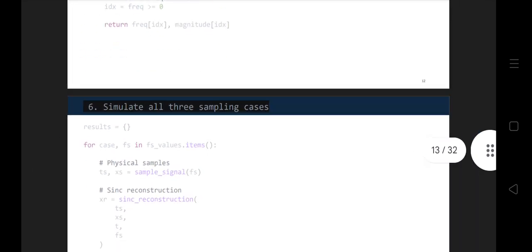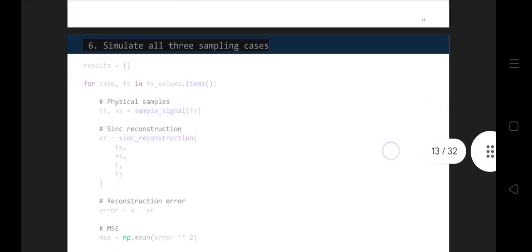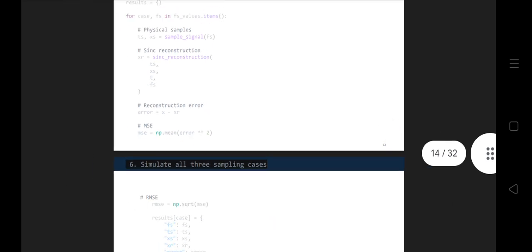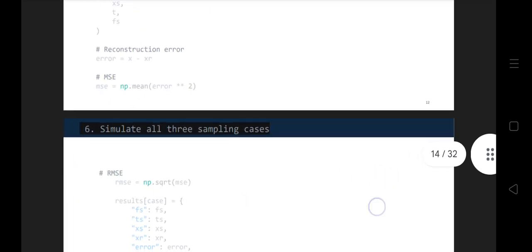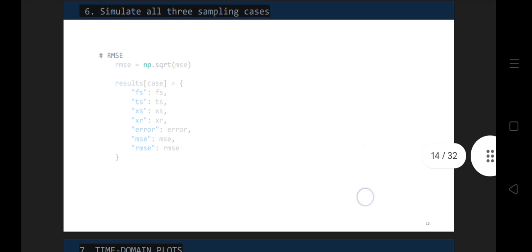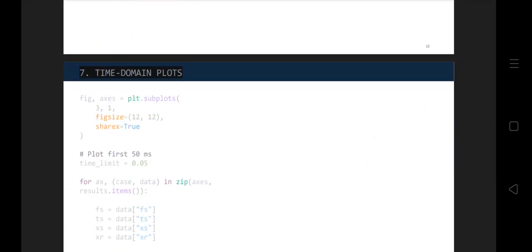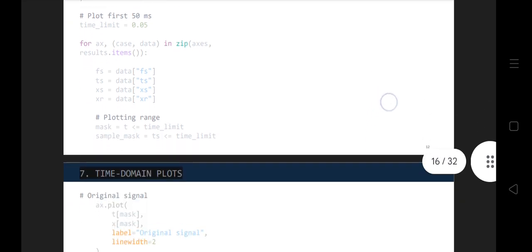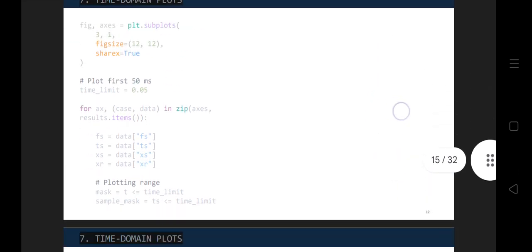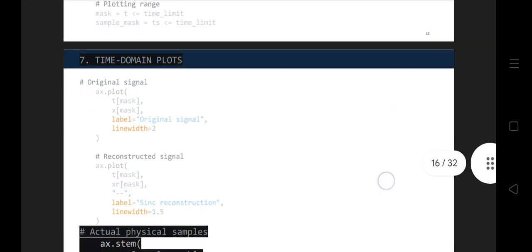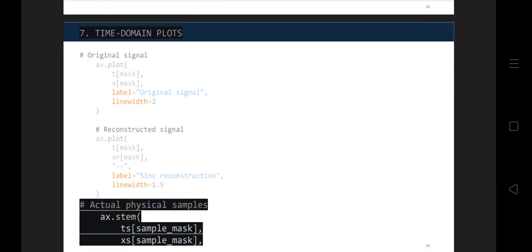And here I simulate all 3 sampling cases. Here is the code. And here is the time domain plot code. Now we can see the time domain plot.